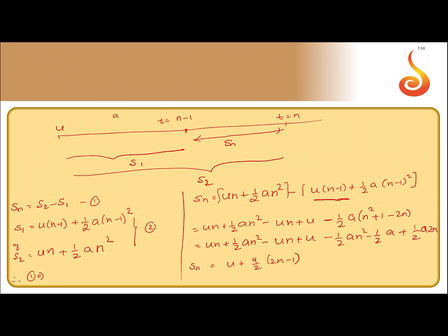So, the distance travelled during the nth second, let me repeat, this is the distance travelled during the nth second, not in n seconds. During the nth second is given by u plus a by 2 into 2n minus 1. Let me repeat, this is the distance we are looking for, n minus 1 second to n seconds.